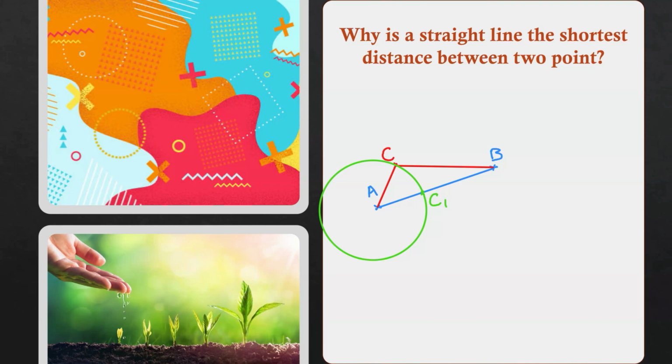Okay, next I'm going to do the same thing. B will be the center of the next circle, and the radius will be BC. Now, that's not a perfect circle, but good enough to make the point. You see that it will cut the line AB at another point, and this point we'll call C2.